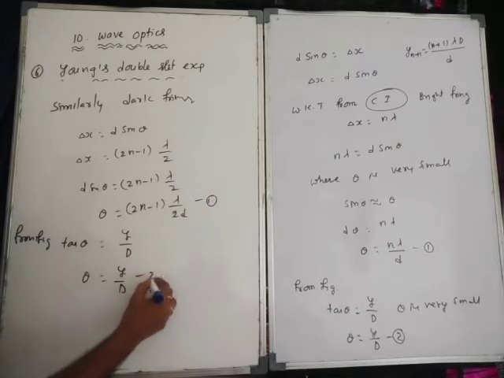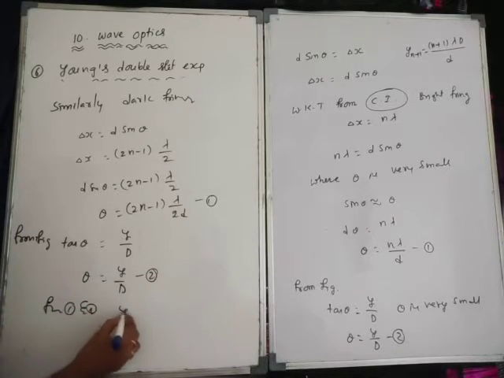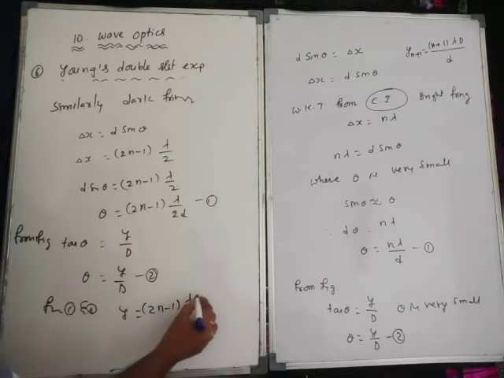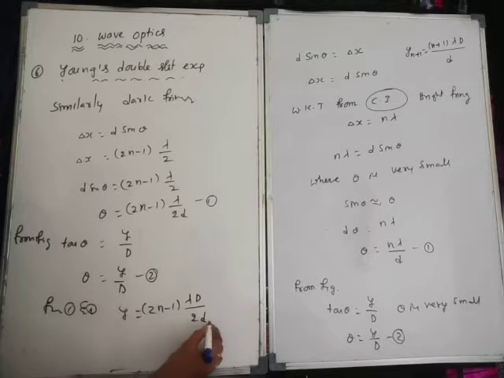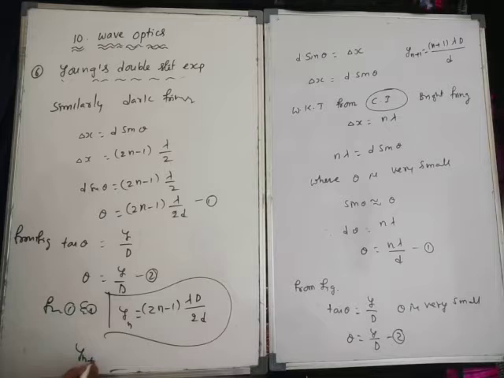Equation number 1, this is equation number 2. From 1 and 2, what can we write? So y is equal to (2n minus 1) lambda D by 2d, which is the yn formula. Similarly, y(n+1) is equal to (2n plus 1) lambda D by 2d. This is with the help of the diagram.